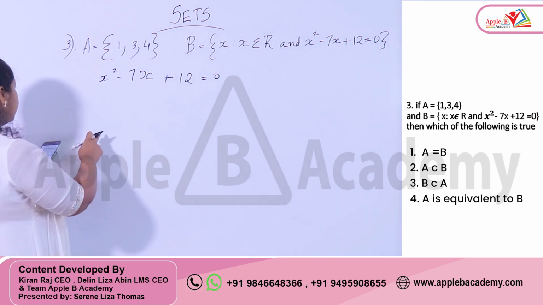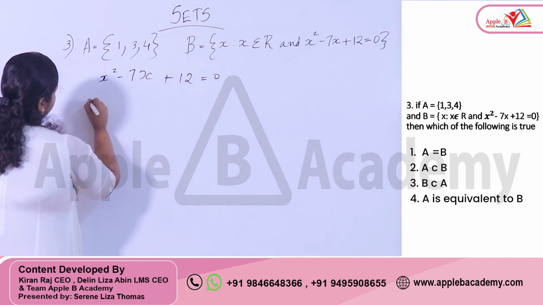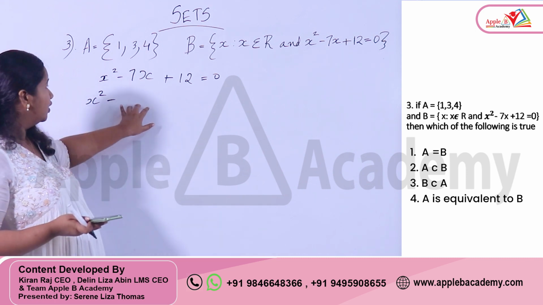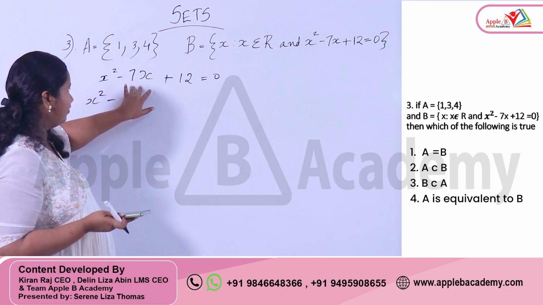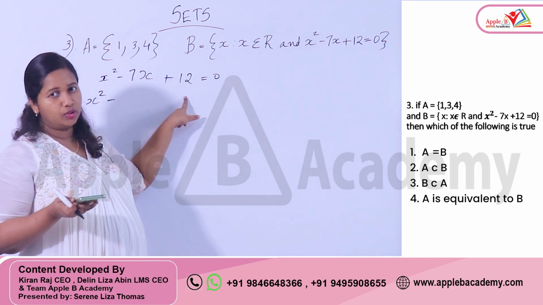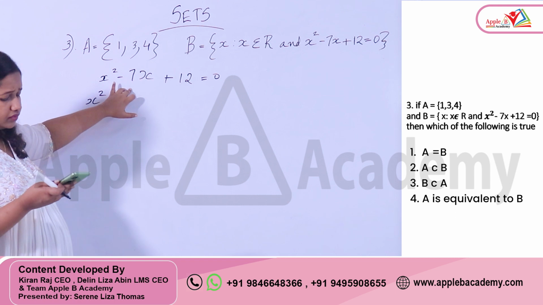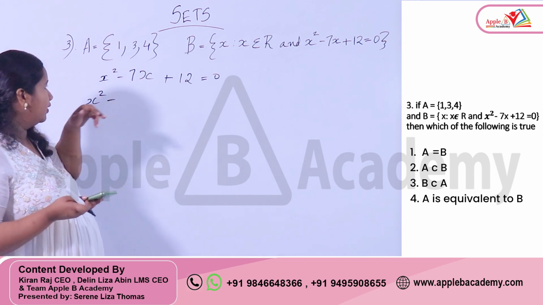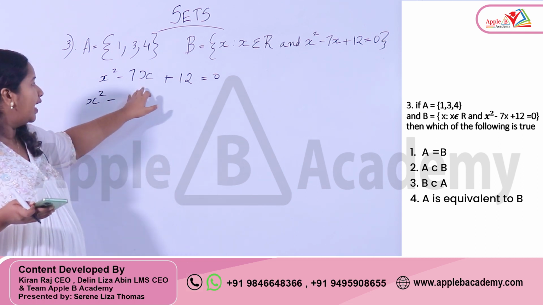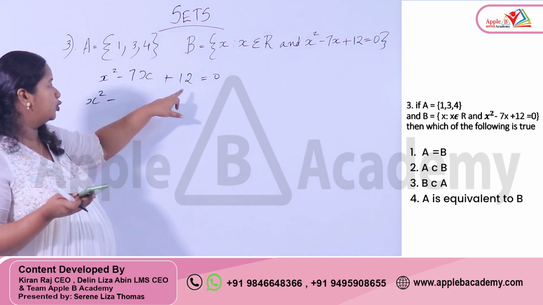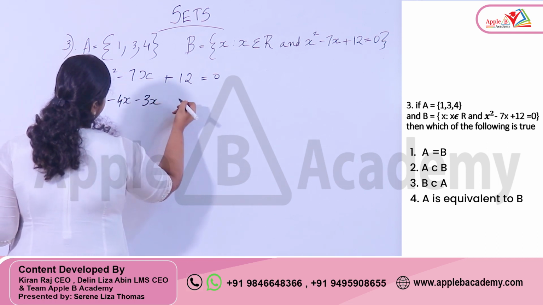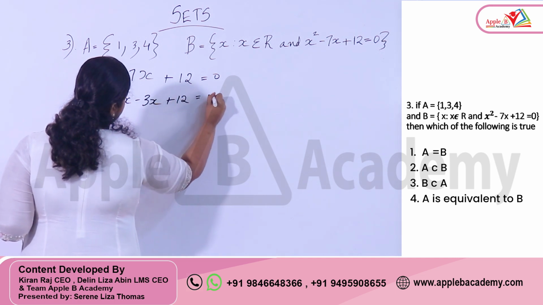Okay, so when you factorize this equation, you have x squared. The two numbers that come here, when you add them, you should get minus 7x, and when you multiply those numbers, you should get positive 12. So if you look here, minus 4 plus minus 3 gives you minus 7, and minus 4 into minus 3 gives you 12. So the numbers are minus 4x minus 3x plus 12 is equal to 0.